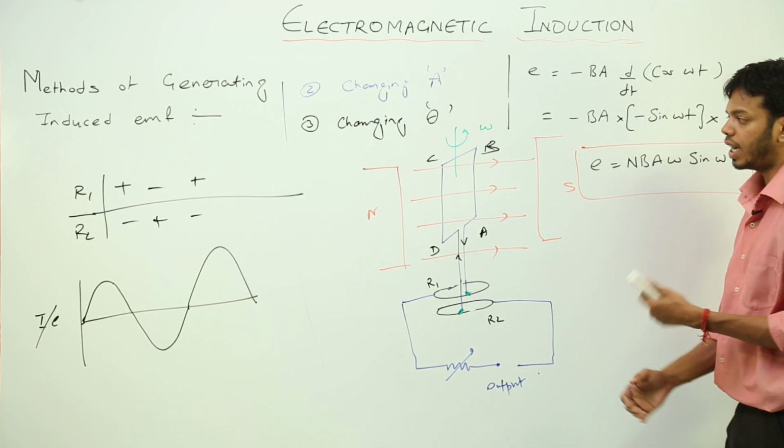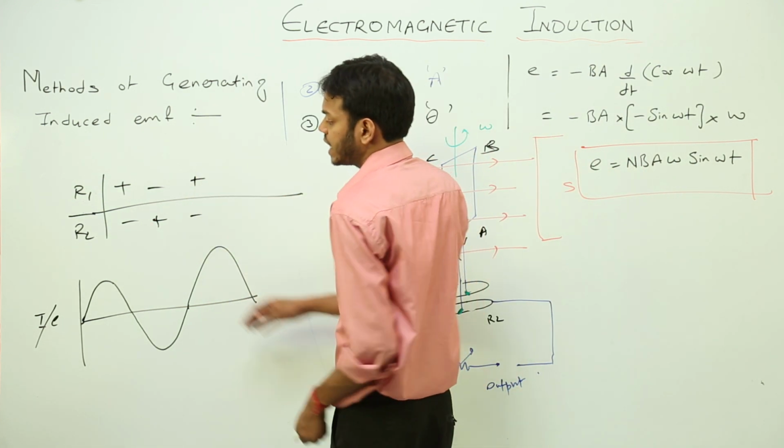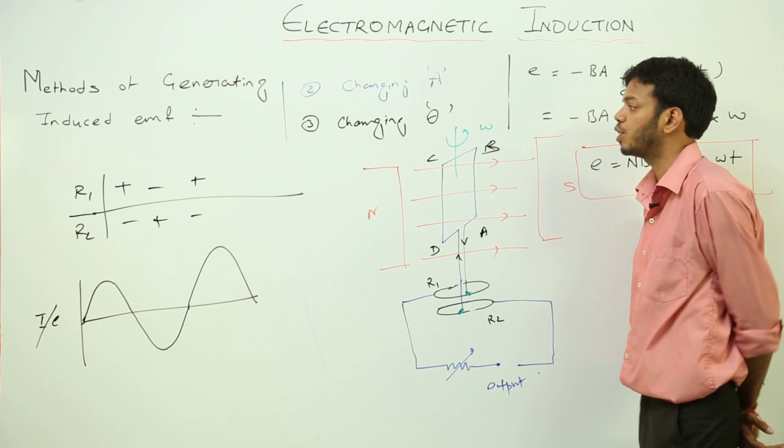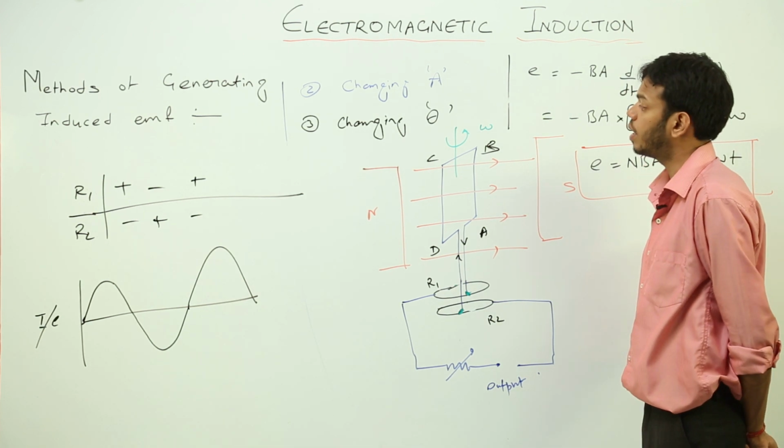After that, start with the explanation of the phase relation and the graphical relation between R1 and R2, and that will complete your 5-mark question on the AC generator.